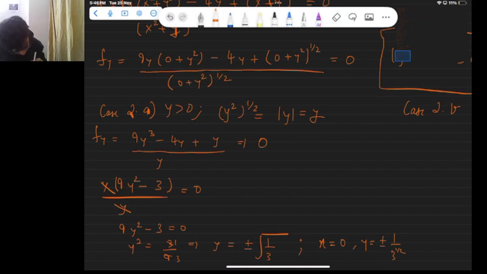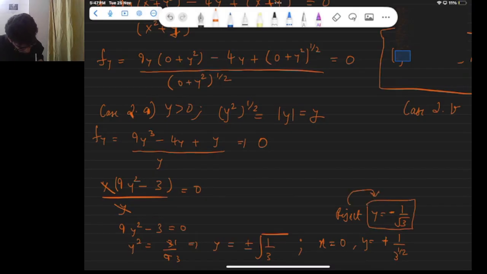So here the point that I'll be left with is y is equal to positive 1 by 3 to the power half. Reject y is equal to minus 1 by root 3. Reject this value. Accept this.